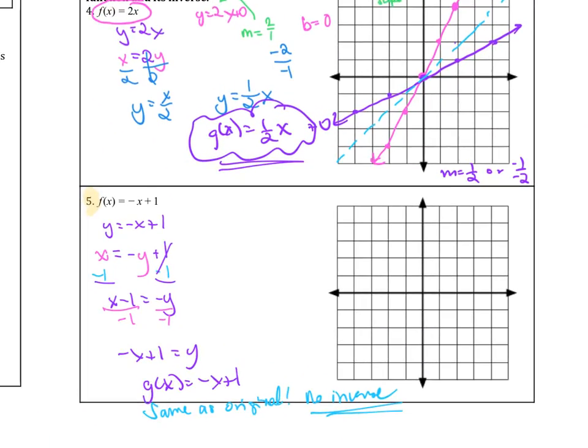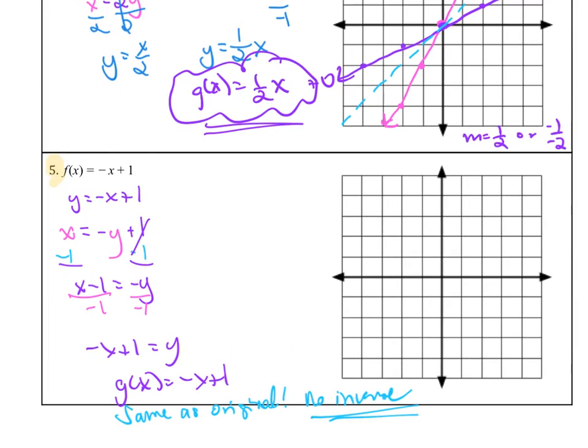Now, number 5 was a special case. So you set f of x equal to y, and then you switch the roles of x and y. You solve for y, and notice you get negative x plus 1 equals y. g of x equals negative x plus 1. Now notice that is the same exact line as the original, so there is no inverse of this function.